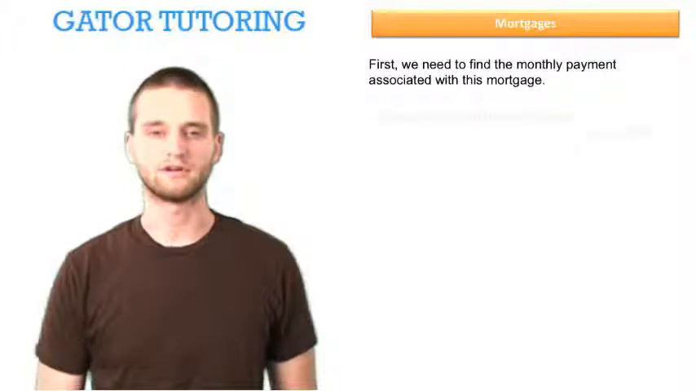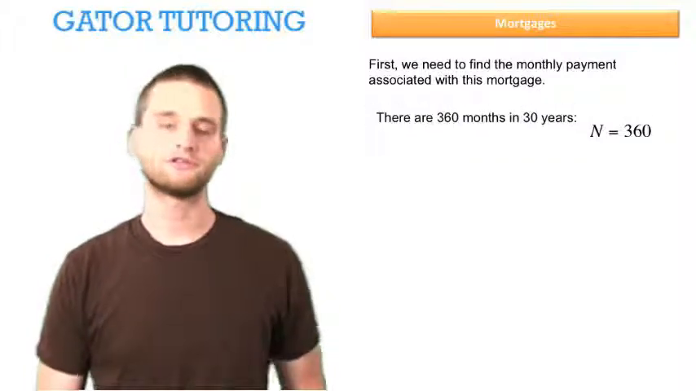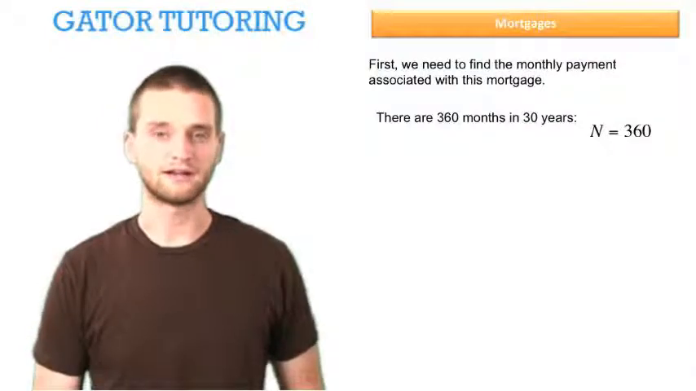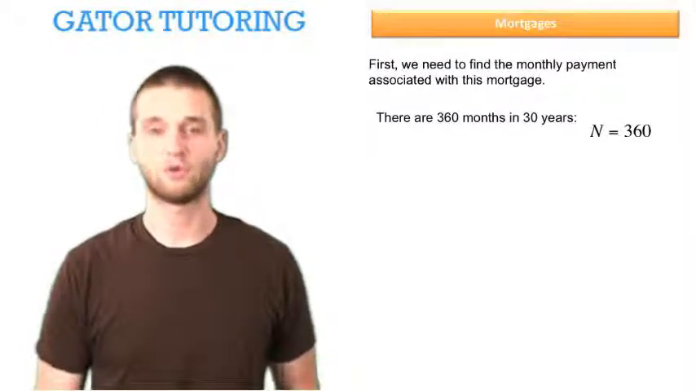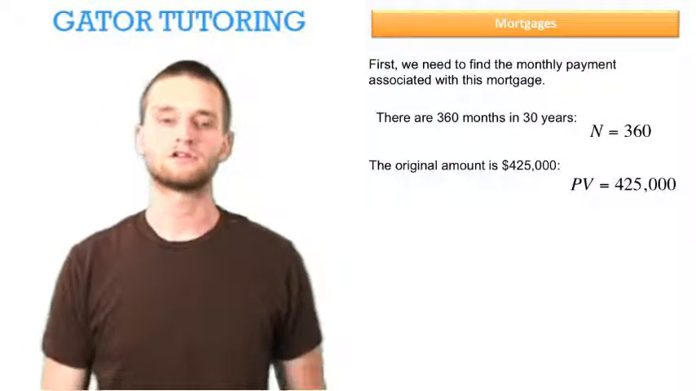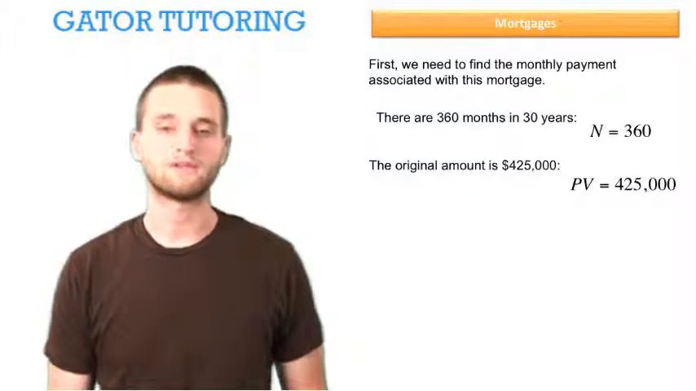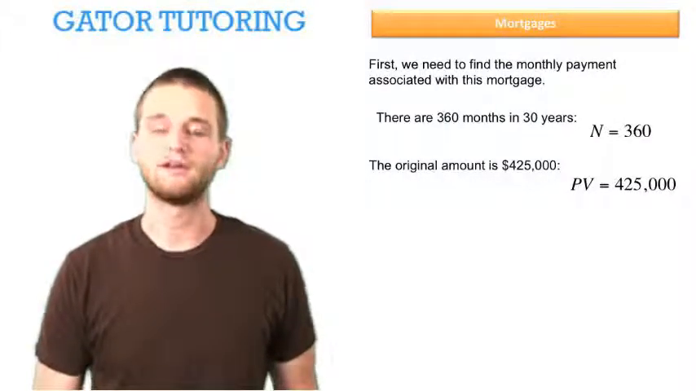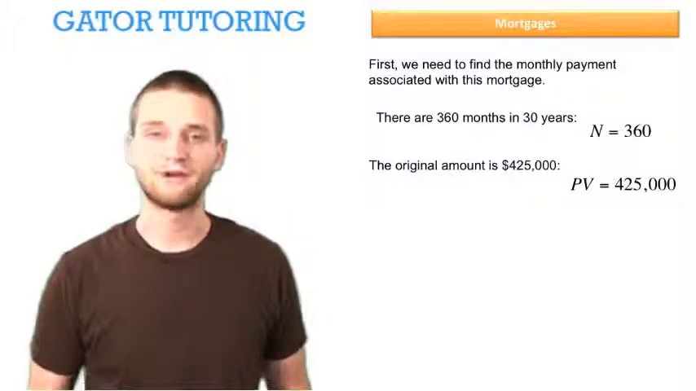First, we need to find the monthly payment associated with this mortgage. There are 360 months and 30 years, so we input 360 in for N, because here one period is 1 month. The original amount of the loan is $425,000, so we input this number as a positive value into present value, since we're getting the money when we take it out.